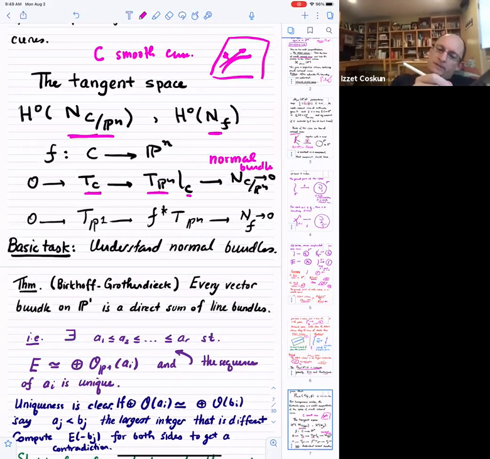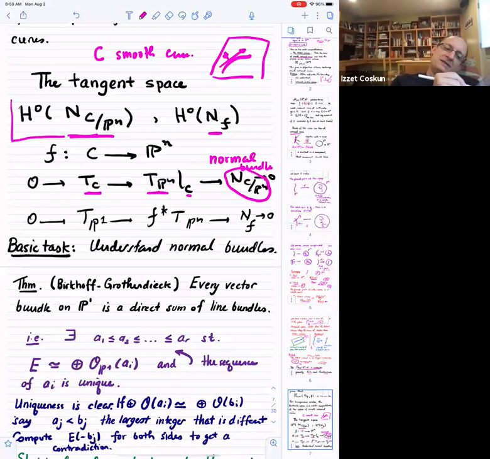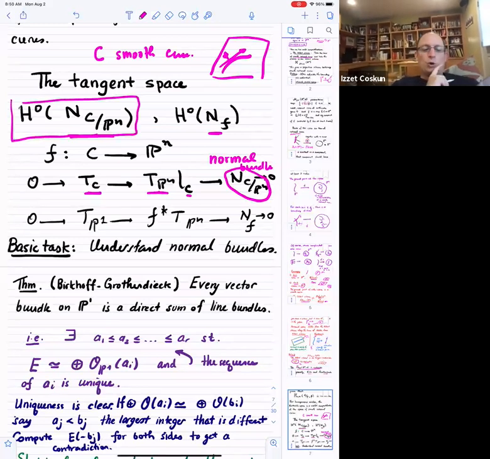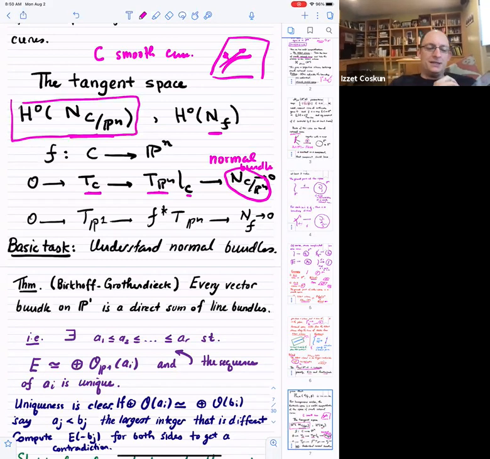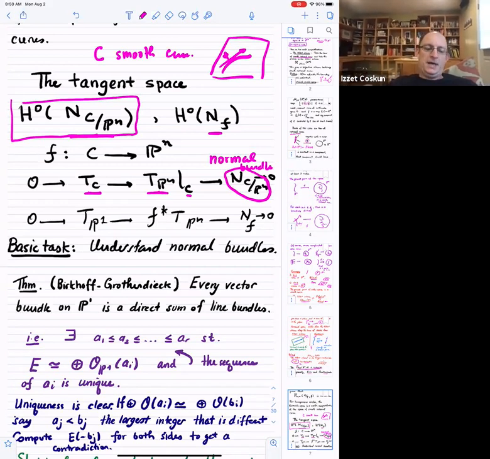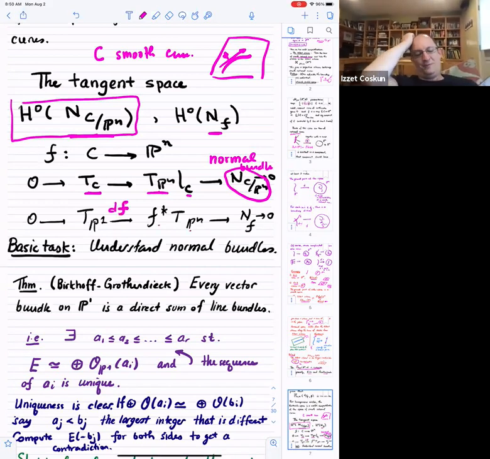And this normal bundle, by the fact that the tangent space to the Hilbert scheme is the global sections of this normal bundle, controls the local geometry of the deformations of this curve. Okay. Similarly, if you want to talk about the normal bundle of a map, if I have a map, then the tangent bundle of P1, by the differential of the map, maps to the pullback of the tangent bundle of Pn.